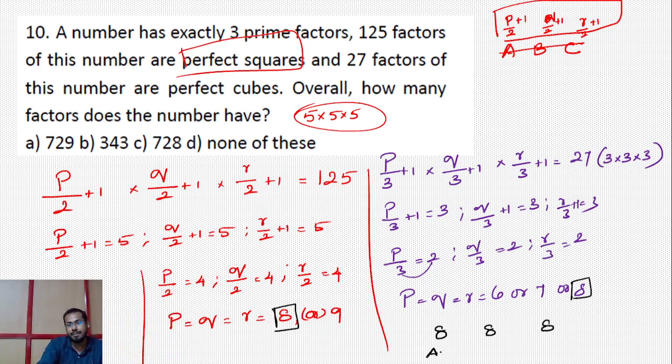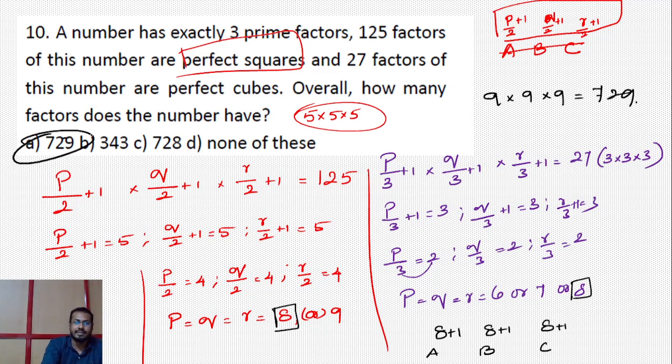So that means a power 8, b power 8, c power 8. If I want to find the number of factors, I need to add 1 to these numbers. So what will be the value? 9 into 9 into 9. 9 cube is what? 729. That is the right answer. So this much work we need to do for getting the answer, but it is very easy once you understand this. Clear? Right, let's move to the next one.